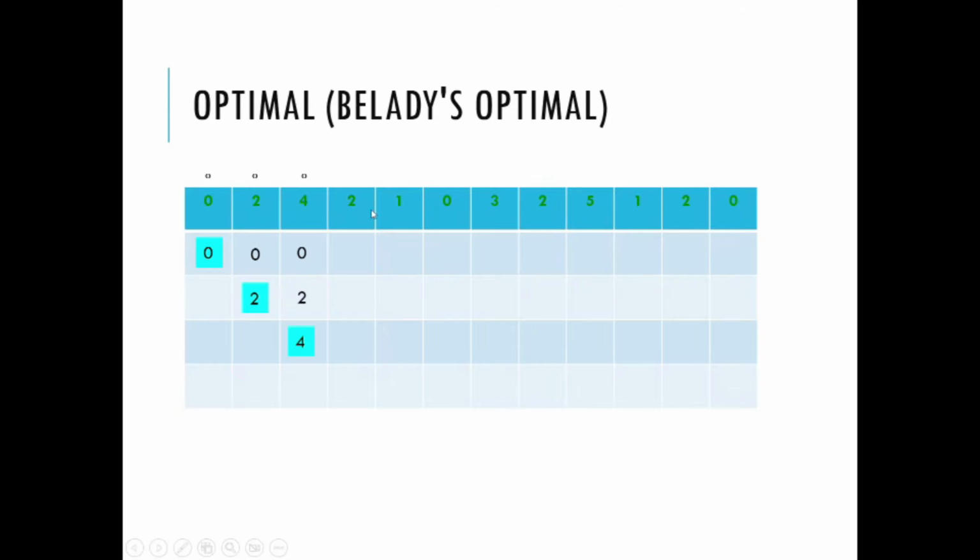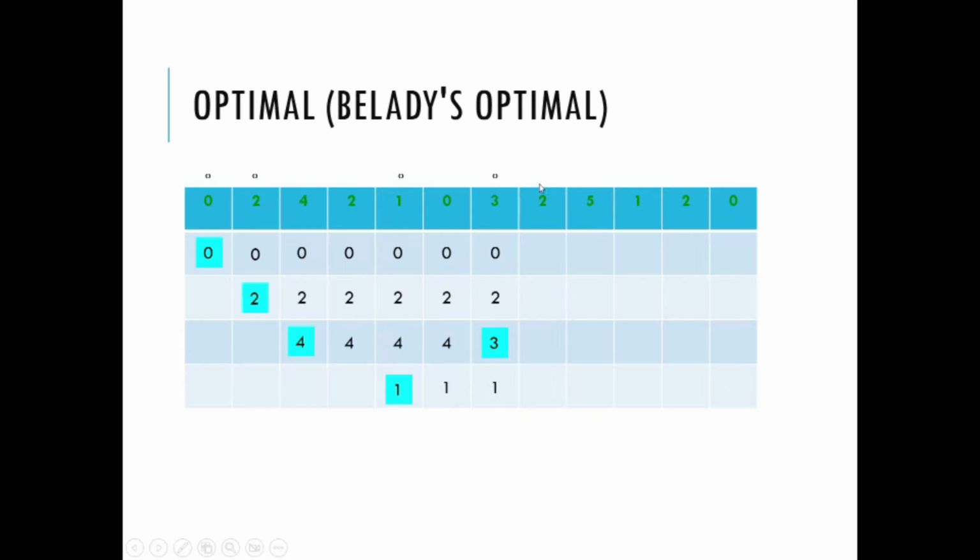And the next is 2. 2 is already included, so no one will be the victim. And next one is 1, not in the table, so we need to plot it. And then it's 0. 0 is already included, so no victim. And next one is 3. For 3 we need to choose which is not used in the future. 4 is not used in the future, so 4 will be the victim and change to 3. And move the plot.